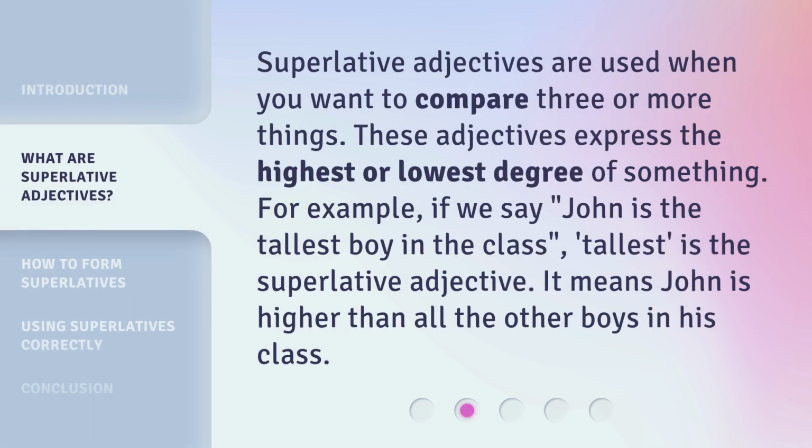Superlative adjectives are used when you want to compare three or more things. These adjectives express the highest or lowest degree of something. For example, if we say, John is the tallest boy in the class, tallest is the superlative adjective. It means John is taller than all the other boys in his class.